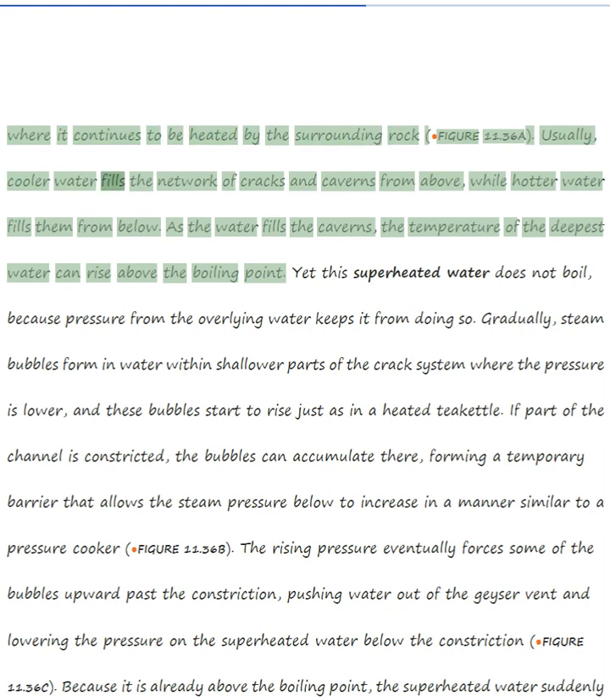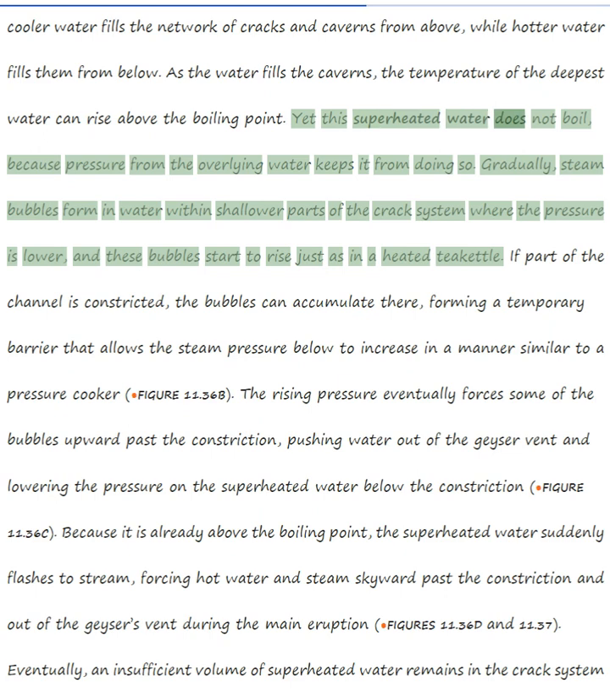Usually, cooler water fills the network of cracks and caverns from above, while hotter water fills them from below. As the water fills the caverns, the temperature of the deepest water can rise above the boiling point. Yet this superheated water does not boil, because pressure from the overlying water keeps it from doing so.